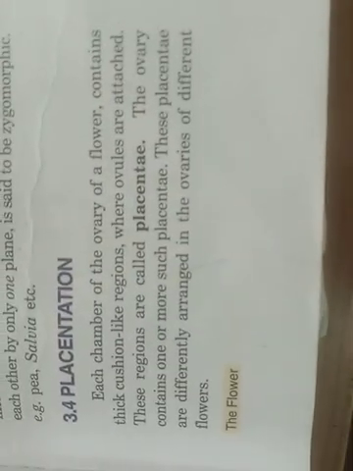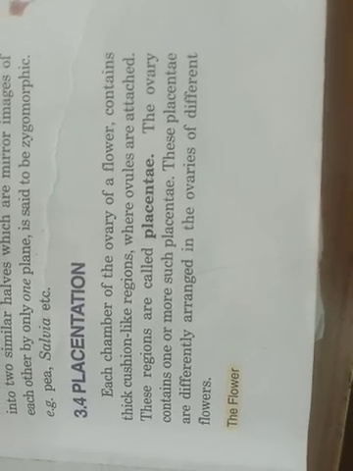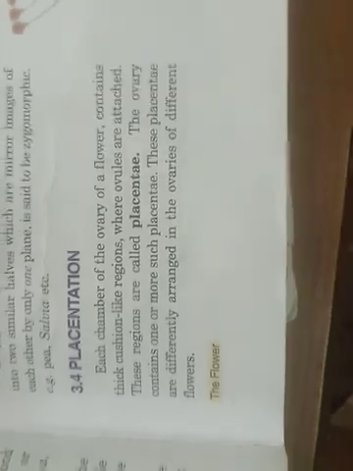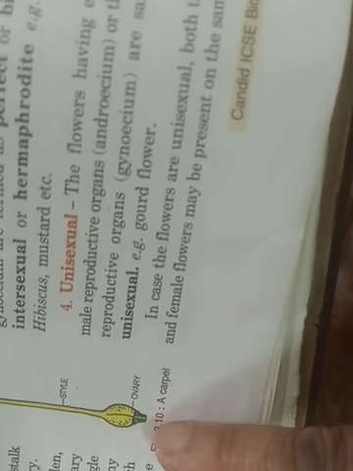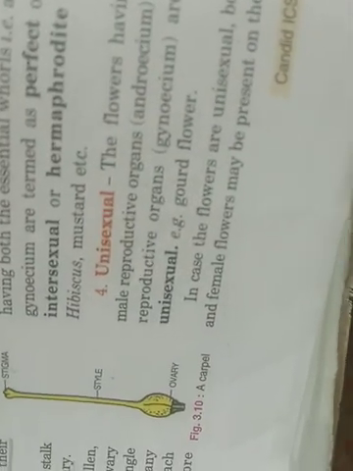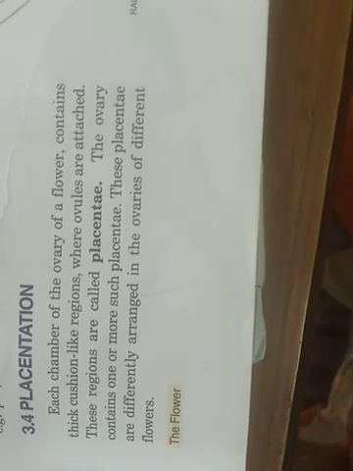Each chamber of the ovary of a flower contains a thick cushion-like region where ovules are attached. These regions are called placentae. So here you can see this is the chamber of the ovary of a flower, and inside this ovary is a thick cushion-like region, and inside this cushion-like region ovules are attached, and this region where the ovules are attached is known as the placentae. The ovary contains one or more such placentae. So different ovaries have different placentae, some have only one, or sometimes they may be more than one.